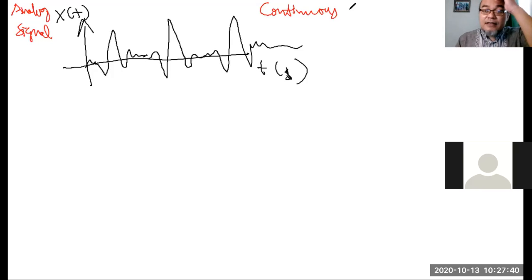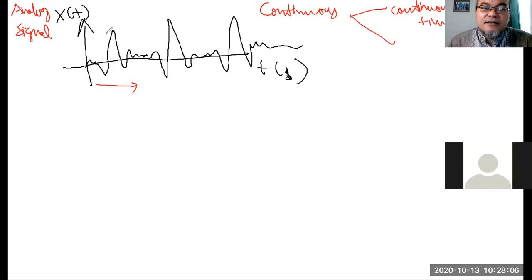The data has continuous value, so it's not discontinued. It's not cut, but it has a value at every point of time. Number one, it has continuous value in time. So you see here, when time proceeds, the data is not interrupted in any way. So it is there. The analog electronics capture everything.